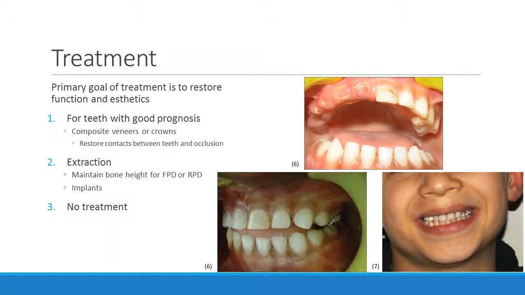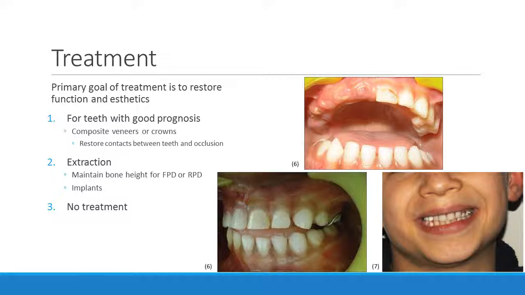Now on to treatment. The primary goal of treatment for regional odontodysplasia is to restore function and aesthetics. Each patient should be looked at on a case-to-case basis to determine the best type of treatment. For patients with teeth that have a good prognosis, the preferred treatment is to retain the teeth and to place composite veneers or crowns. This type of treatment will improve function by restoring contacts between the teeth and establishing occlusion to the opposing dentition.